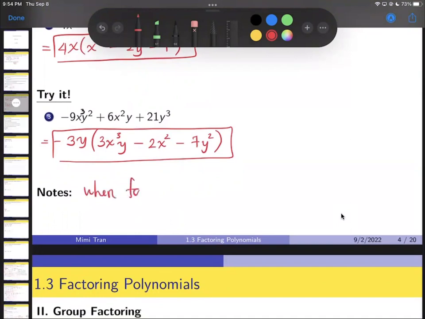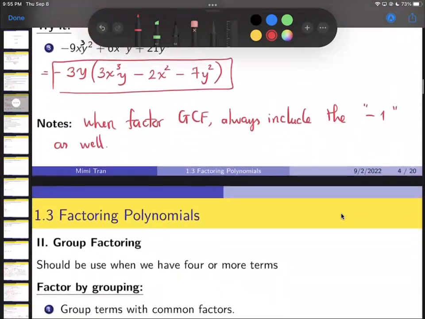When you factor out the GCF, always include the negative. I would say include -1 as well.